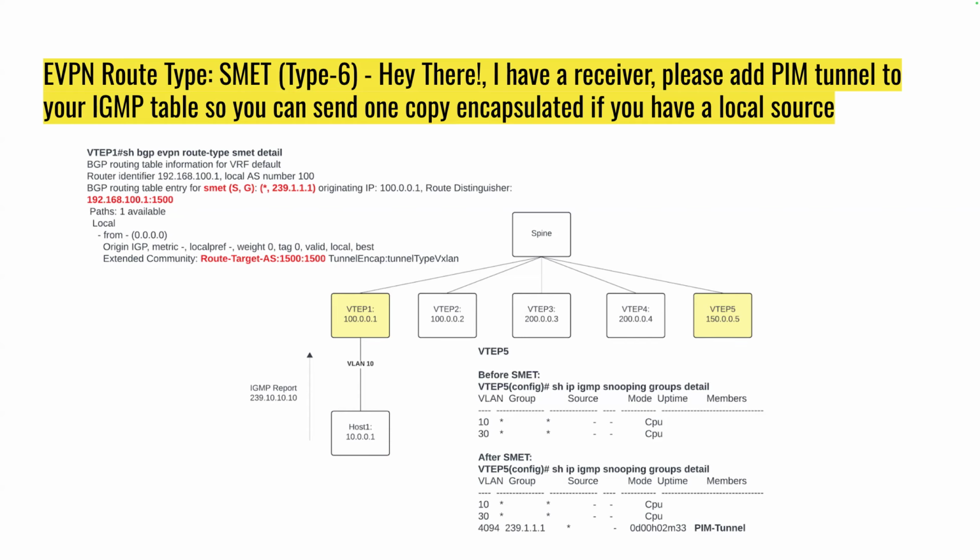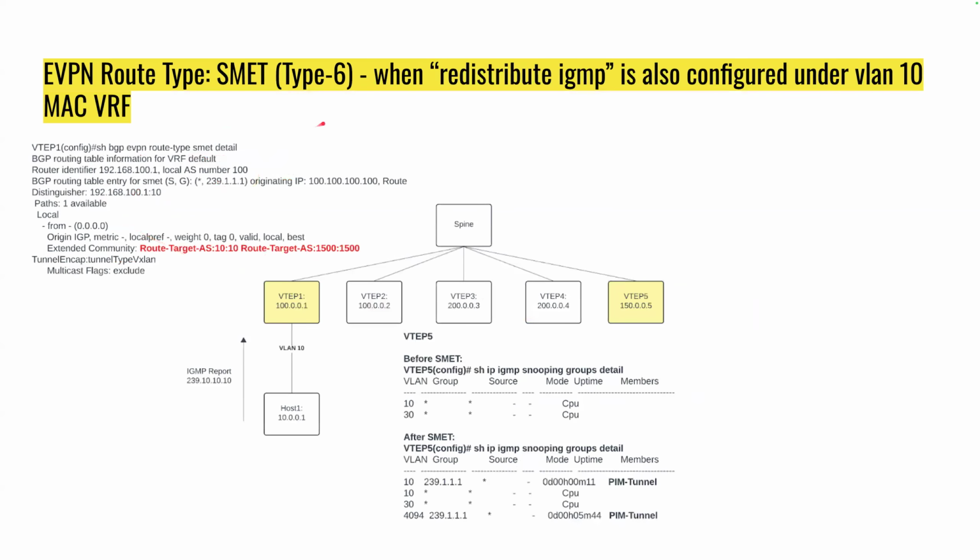All right. So similarly, how we did for SPMSA, right? SPMSA routes are generated with both L2 and L3 RTs. So similarly, we can also make SMET generate both L2 and L3 RTs to cater to a few scenarios. To do that, we have to give redistribute IGMP under that VLAN 10. If we do that, even the SMETs would be going out with L2 and L3 route targets.